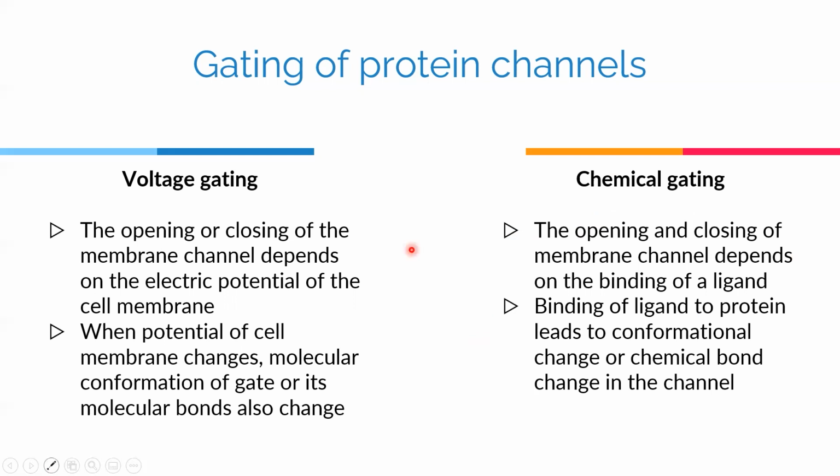There is another third type of gating that is present, which is known as mechanical gating, and that depends on the pressure exerted on the cell membrane. If a particular cell membrane is pushed or pulled in a particular direction, the protein gated channel can then open in response to that stimulus. That is the third type of gating that we are not going to discuss in this particular part.